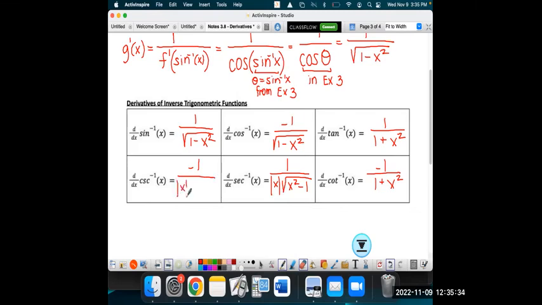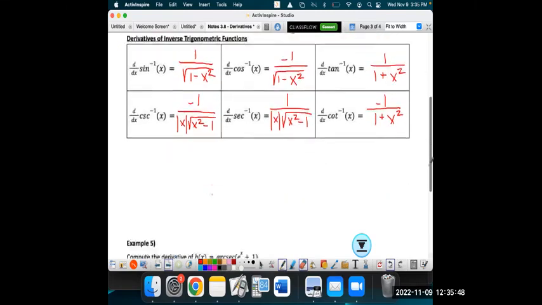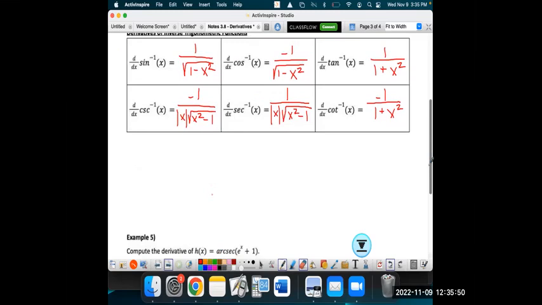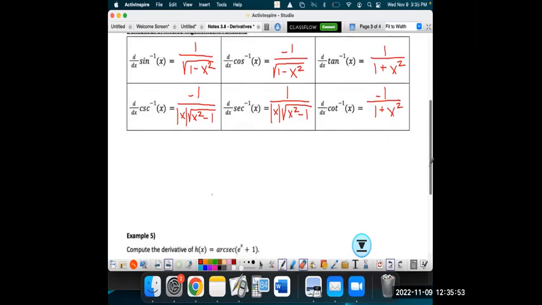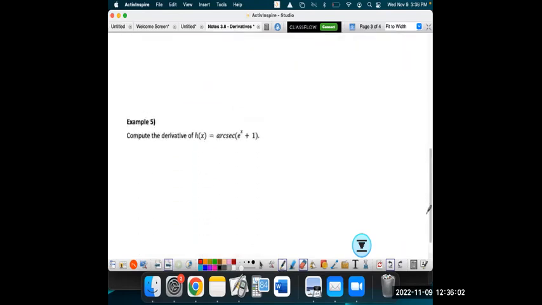Now, some examples will not have the absolute value, and that is perfectly fine. It's just that if you go to evaluate this, you need to have those absolute value bars around that x. Okay, and I am going to skip what I have all that extra space for and just go into example 5. Example 5 says, compute the derivative of h of x equals arcsecant of e to the x plus 1. Guys, if you have never seen arcsecant, that is literally just another way to say secant inverse.